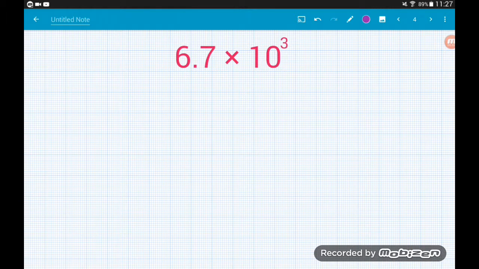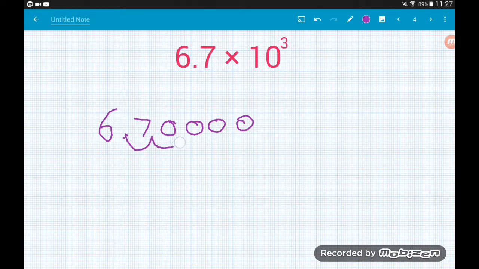Okay, so what about 6.7 times 10 to the 3? We're just going to play exactly the same game. This time we've got 6.7, so let's whack some zeros after the 7. Remember, you can put as many zeros as you want after a decimal point. It does not change the number at all. So 6.7 is exactly the same as 6.70000. Now our decimal point needs to move 3 places to the right, so we can go 1, 2, 3. So our answer is 67 with 2 zeros after it, which is 6,700. Cool.